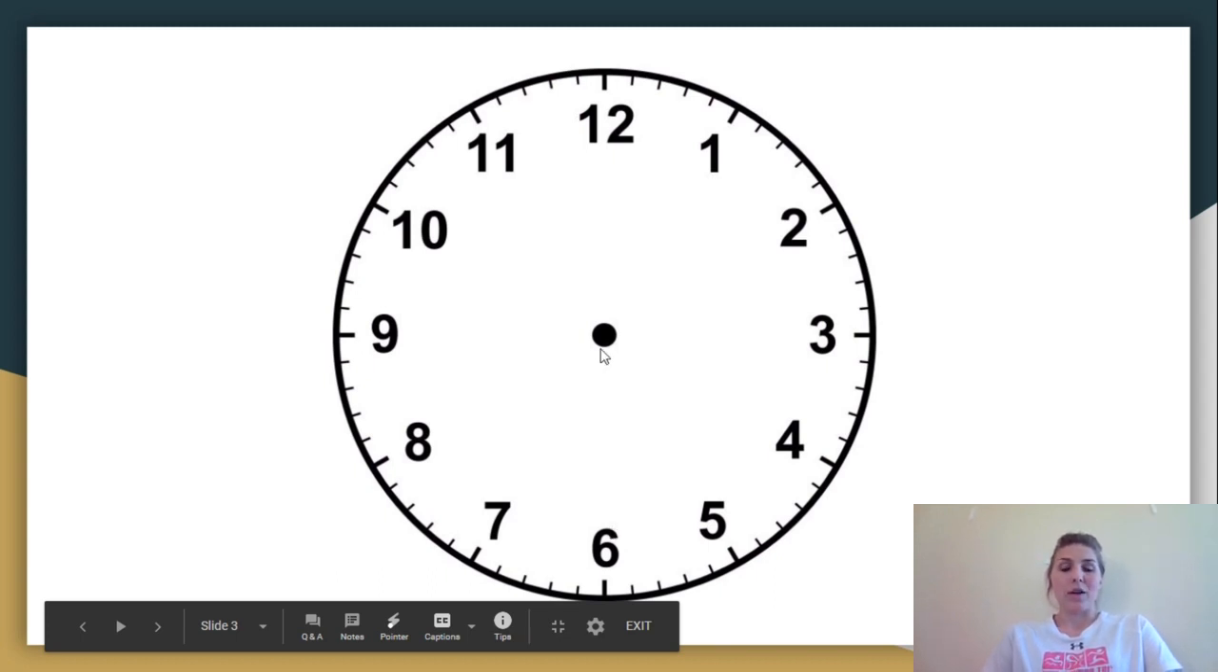In swimming world, we would say this is the bottom and this is the top. So whenever the minute hand gets to the bottom, it is a 30. And whenever it gets to the top, the clock will have a double 0.